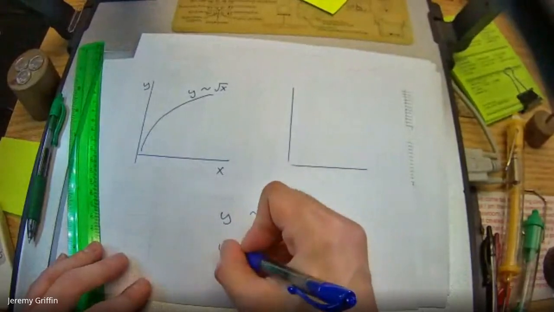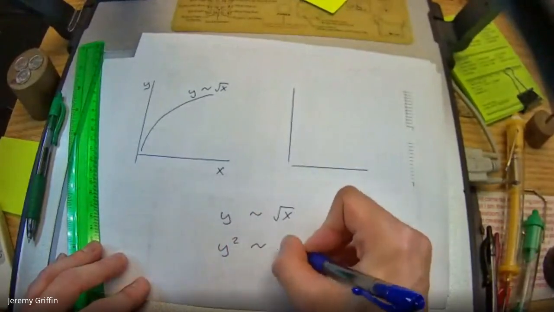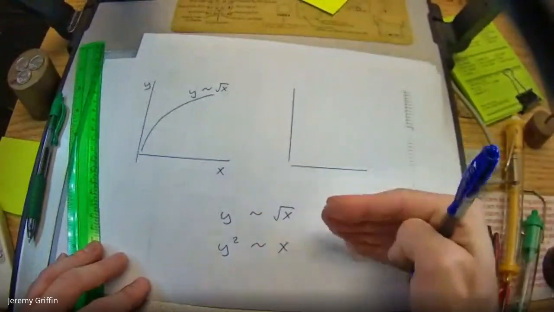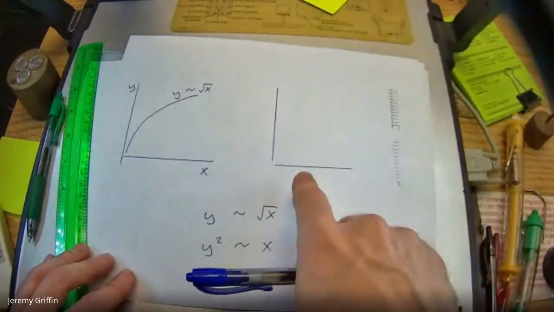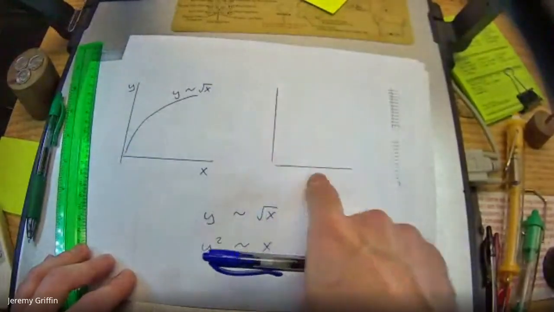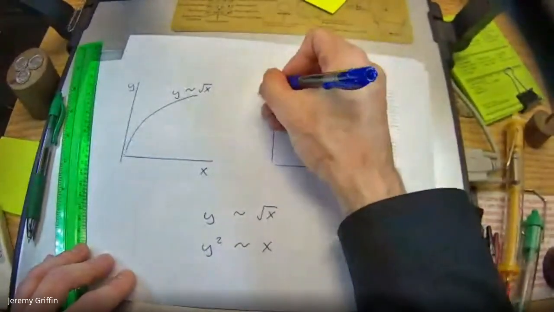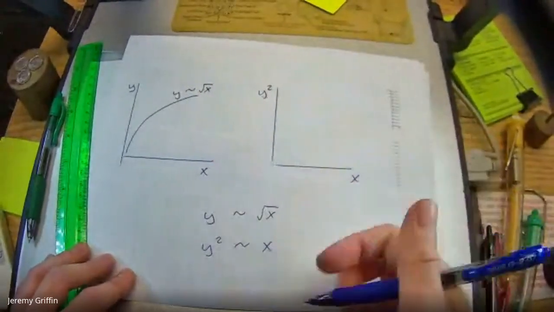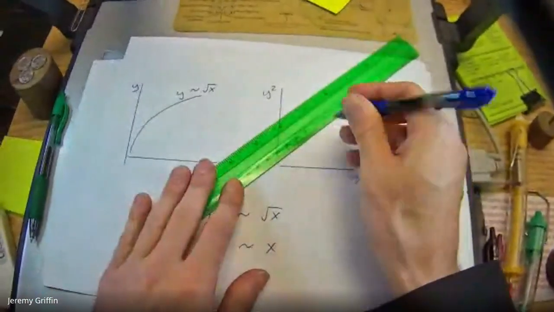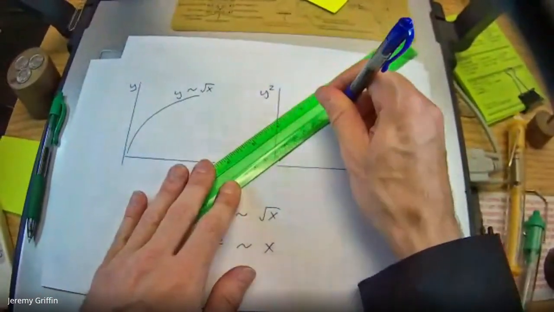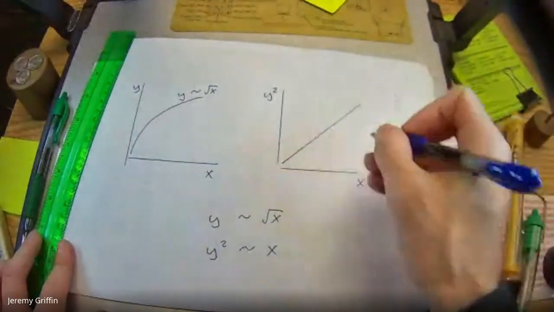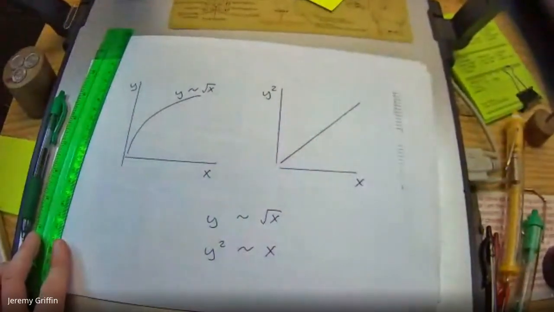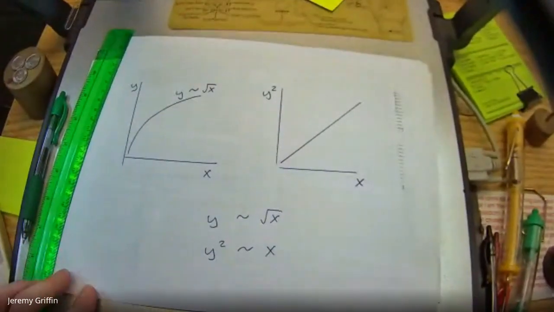What if I square both sides? Wouldn't it be y squared is proportional to just plain x? This and this say the same thing, don't they? The funny thing I can do is manipulate the axes. You could go y versus the square root of x, or you could go y squared versus x. Either way, if it truly was a square root relationship, then shouldn't everything line up in a straight line like that? And there could be some constant slope, something like that.